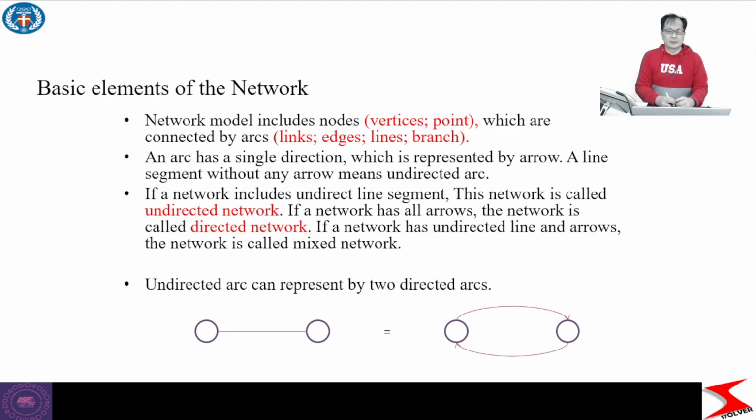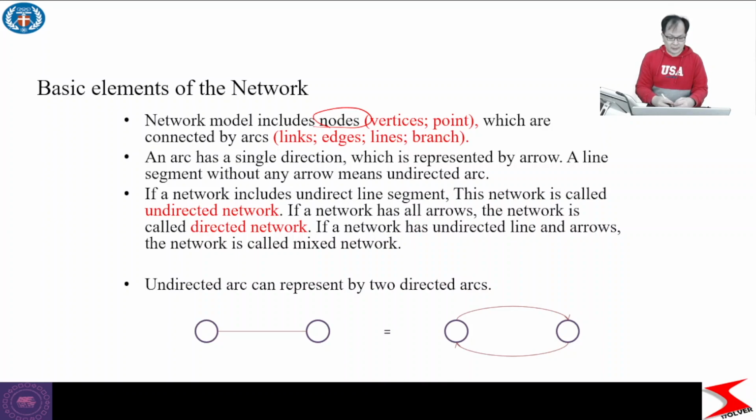We start from knowing the basic elements of the network. A network model includes nodes, which sometimes we will call vertex or point, which are connected by arcs, and arcs we sometimes will call links, edges, lines, or branch. An arc has a single direction, which is represented by an arrow. A line segment without any arrow means undirected arc.